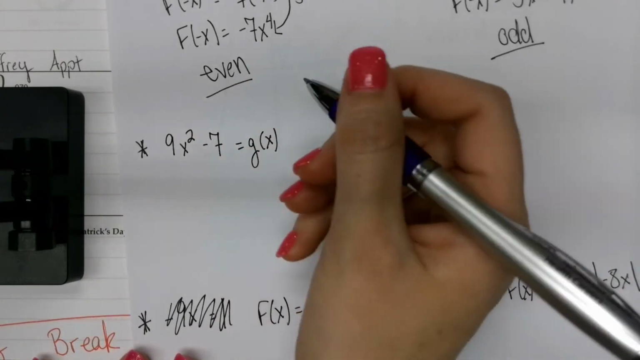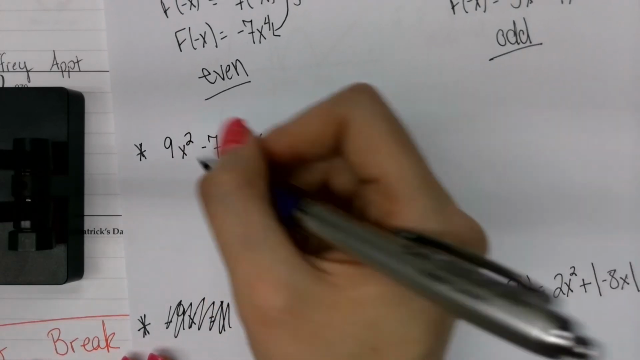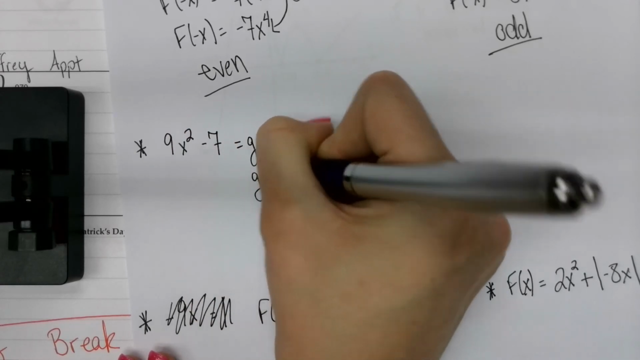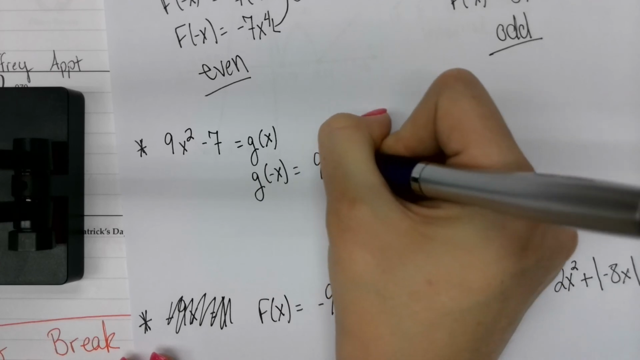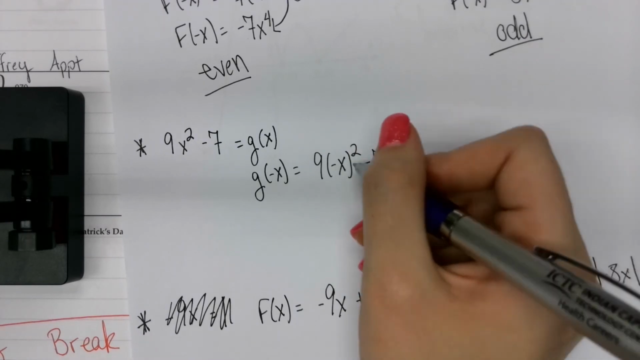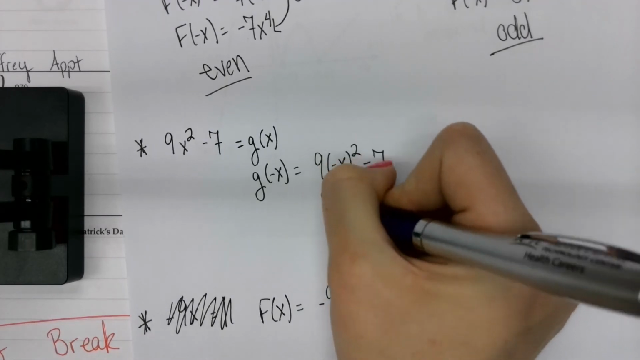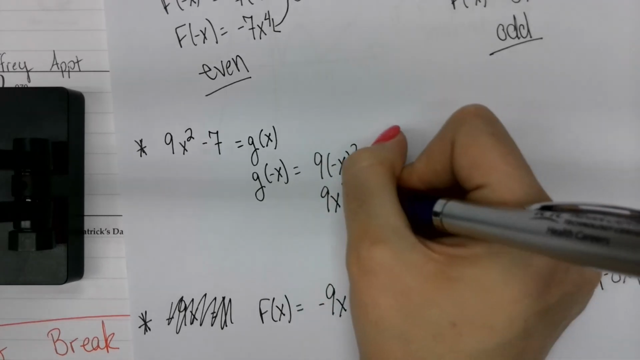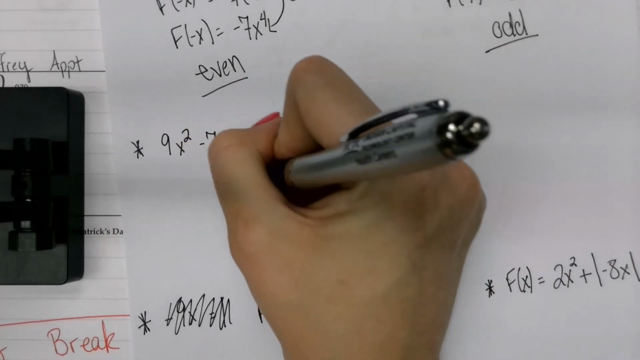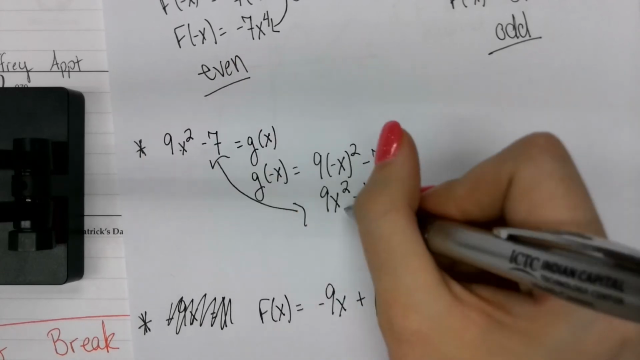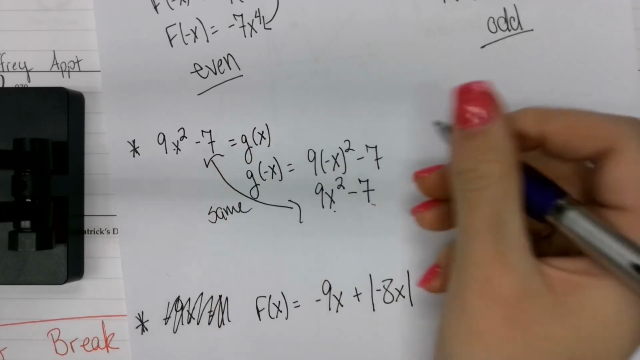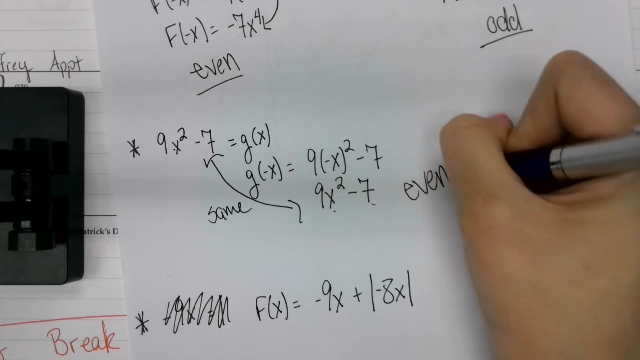Here we have 9x squared subtract 7 equals g of x, because I wasn't paying attention when I wrote it. So I'm going to rewrite it the right way. So I'd have g of negative x equals 9 times negative x squared subtract 7. Negative x squared, negative times negative, and make this positive 9x squared subtract 7. So I compare this one to this one. Positive 9x squared, positive 9x squared, negative 7, negative 7. They are the same, so this one would be even.